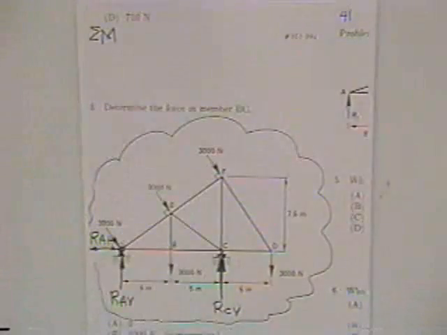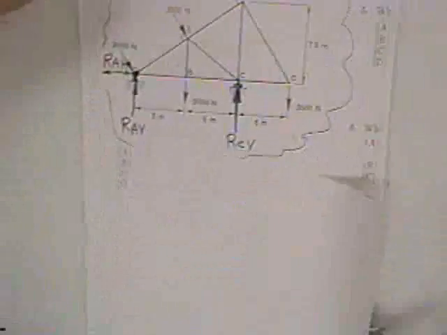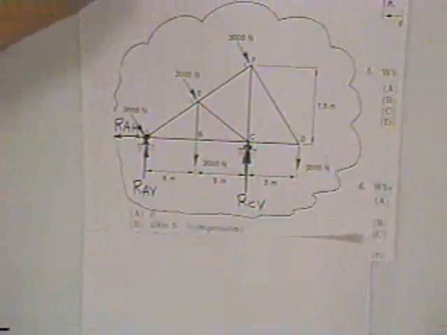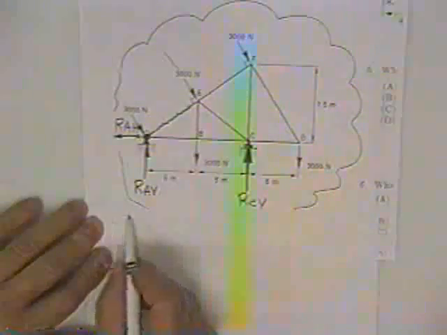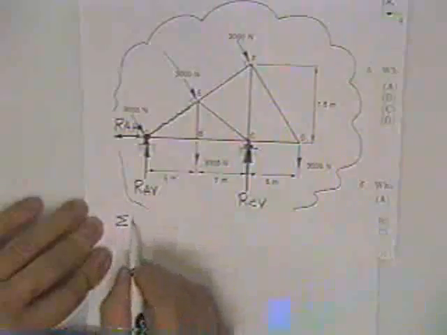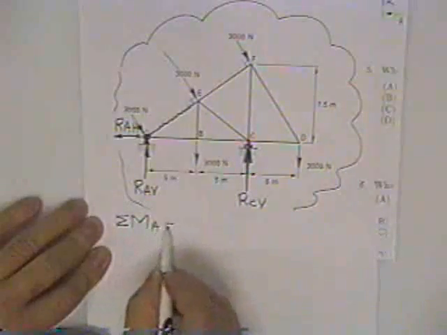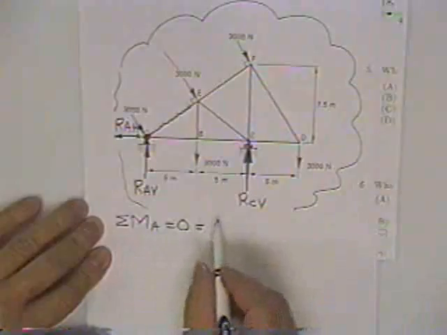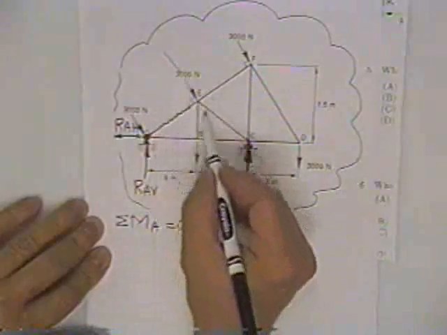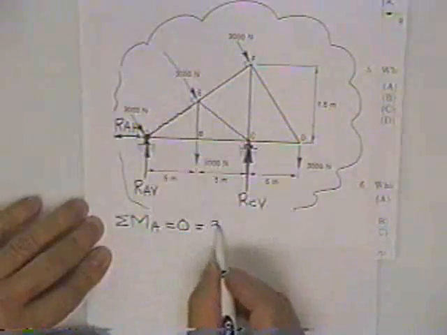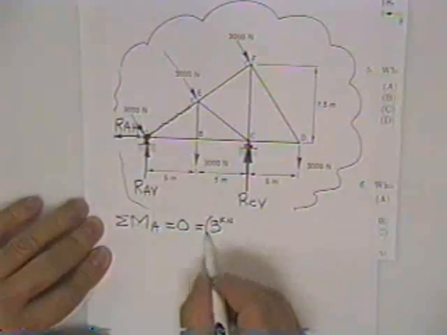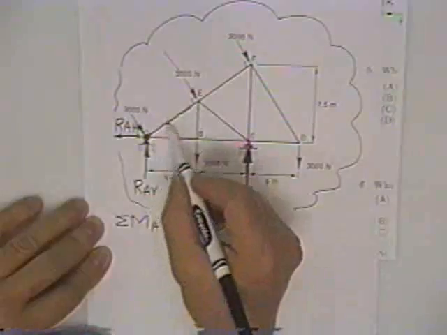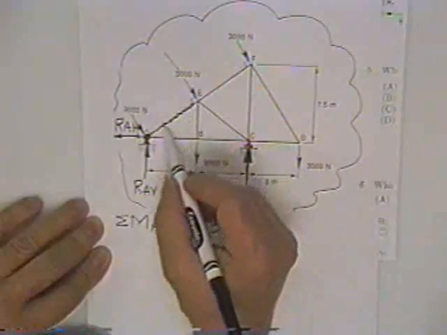Let me get another piece of paper. Let's leave that where we can see it. Alright, we're going to sum moments about A equals 0 is equal to, we'll take this 3,000 Newton force, let's just call it a 3 kilonewton force and work in kilonewtons and save some zeros, times this dimension right here.